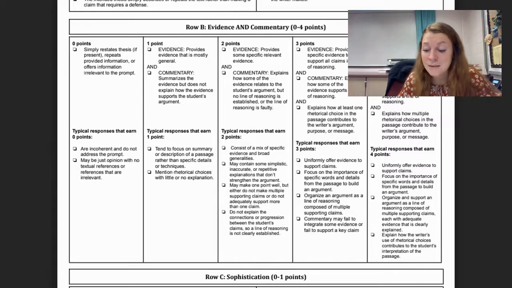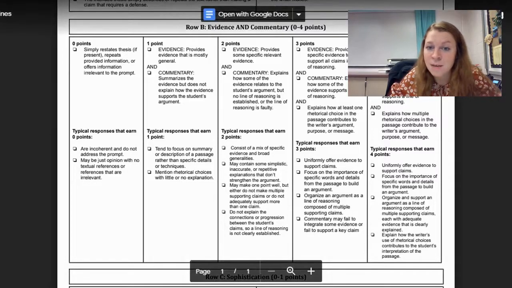The 4 points, it's basically you had it right on the money here. You focus on the importance of the specific words and details from the passage to build an argument, and you explain how the writer's use of rhetorical choices contributes to the student's interpretation of the passage. So you just understand it completely. You're able to explain it completely. So we are aiming to be in here.